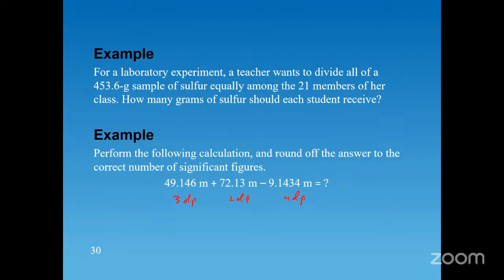So let's see what this gives. 49.146 plus 72.13 minus 9.1434. Okay, so on my calculator, I got, and please correct me if I'm wrong, if I made any mistake, please don't hesitate to let me know. But I got 112.1326, right? But now we need to round this off to 2 decimal places. So what would be the final answer? 112.13. Exactly, 112.13 meters. Don't forget the units, meters, all right? And that's it. That's how you deal with addition and subtraction, right?